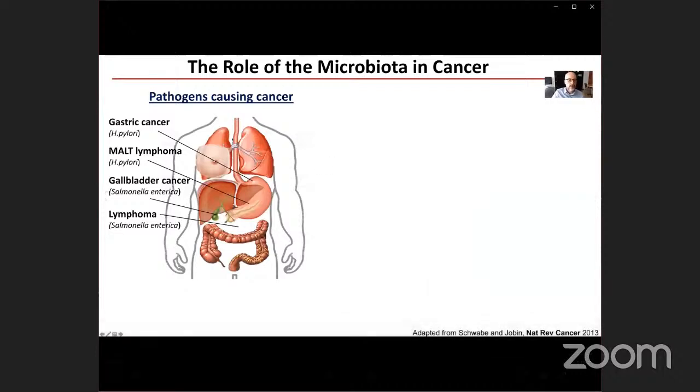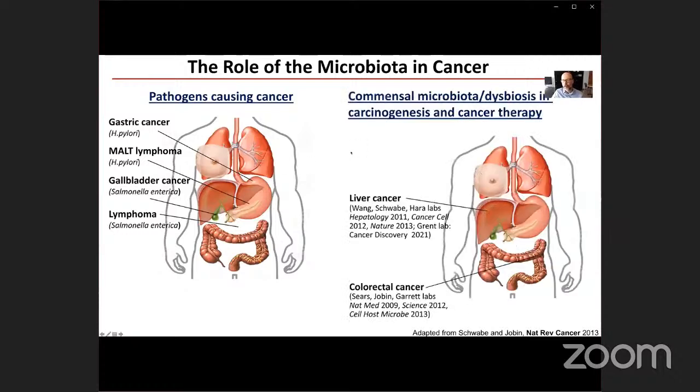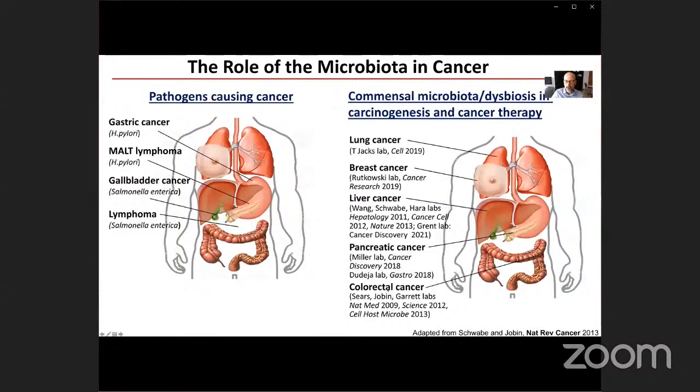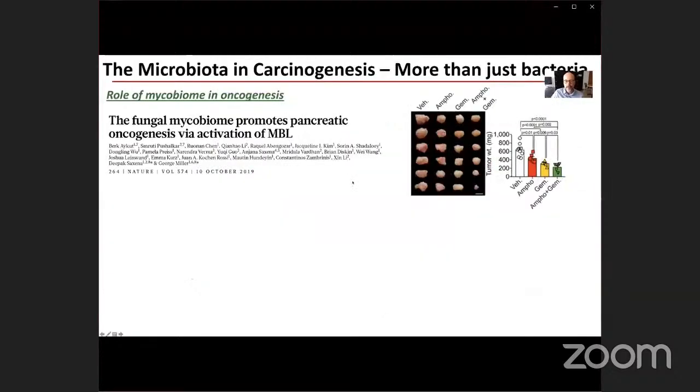Whereas initial studies were focusing on specific pathogens associated with cancer development, especially bacteria such as H. pylori driving gastric cancer and MALT lymphoma, the field has transitioned and evolved to study the commensal microbiota and dysbiosis in carcinogenesis and also in cancer therapy. Starting out in colorectal cancer, this has expanded to virtually all tumors, showing roles of the microbiota in lung, breast, pancreatic cancer, and today's topic, liver cancer.